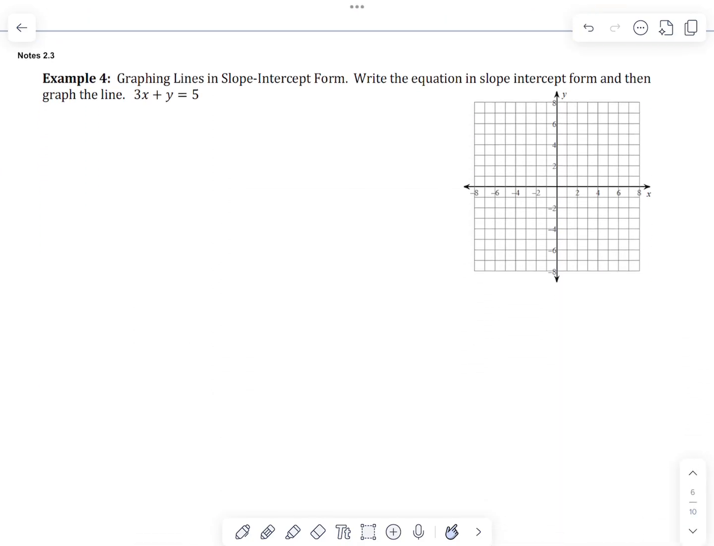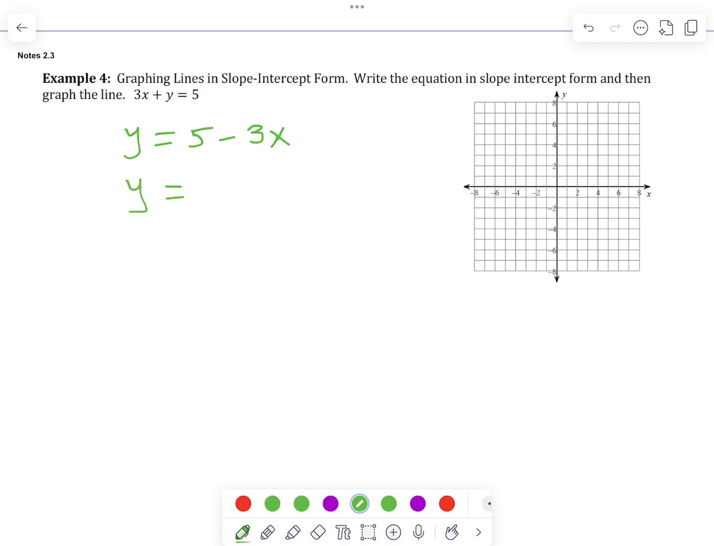So here's an example. Graph lines in slope-intercept form. We want to write the equation in slope-intercept form and then graph the line. So right now it's in standard form. So we're going to go ahead and solve for y. So we're going to go ahead and subtract 3x from both sides. And then interchange the terms on the right. So you put the x first and then the constant next.